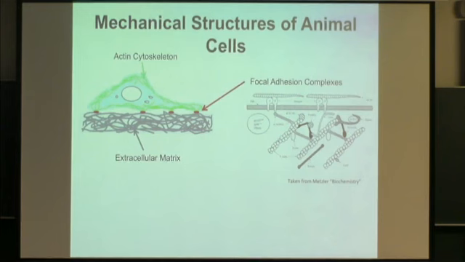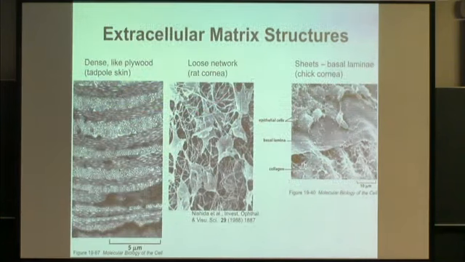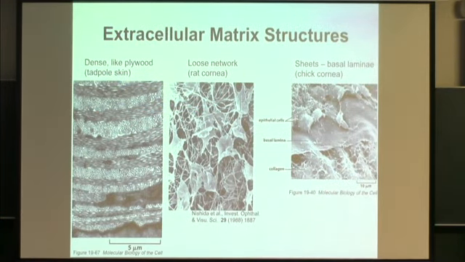For the mechanics, it's just that you have two networks or two meshworks that are connected. And these meshworks can look entirely different. Here, extracellular matrix structures. This is from skin, so it's like plywood. Then you also have loose networks. This is a famous picture taken by Nishida et al. of fibroblasts in the rat cornea, where obviously the meshwork has to be very thin and fine and homogeneous.